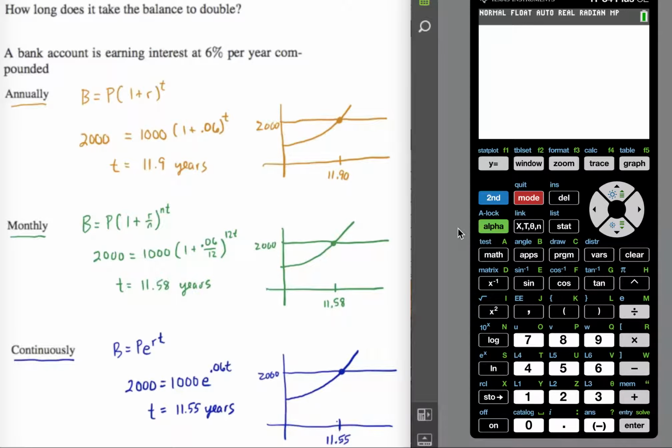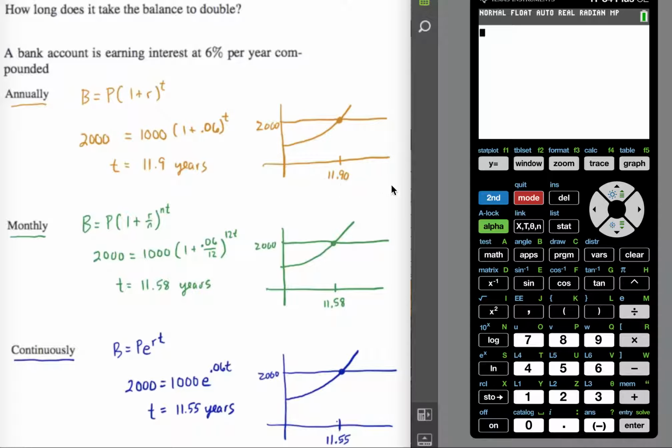Hello. We're going to look at doubling time using the calculator. All right, so if we look at the first problem, we're looking at 6% compounded annually. And so if I solve this equation, this would be my solution for the number of years it takes to double. In the calculator, what I will do is graph the functions and then find the point of intersection.